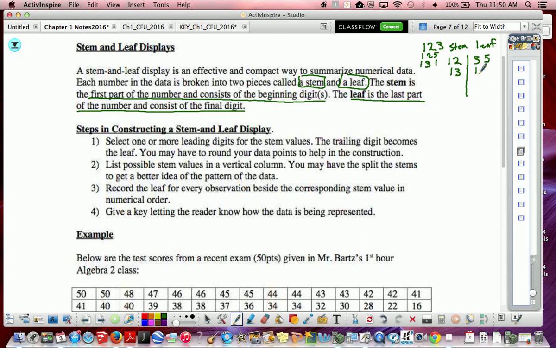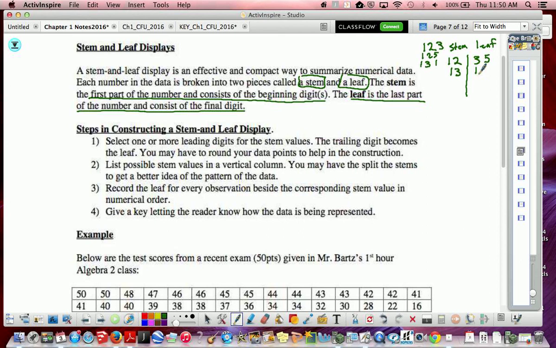Sometimes you might say, well, what if I have a range of digits? One of the things you can do, as mentioned here, is round your data points. It makes it a little bit easier to create your stem and leaf graph. I think one of the examples will ask you to round it. The key with the stem and leaf is to get your data in order and give you a picture of what's going on.